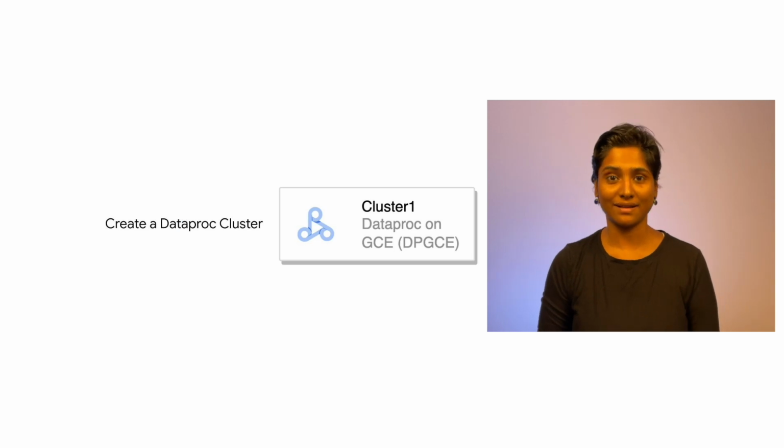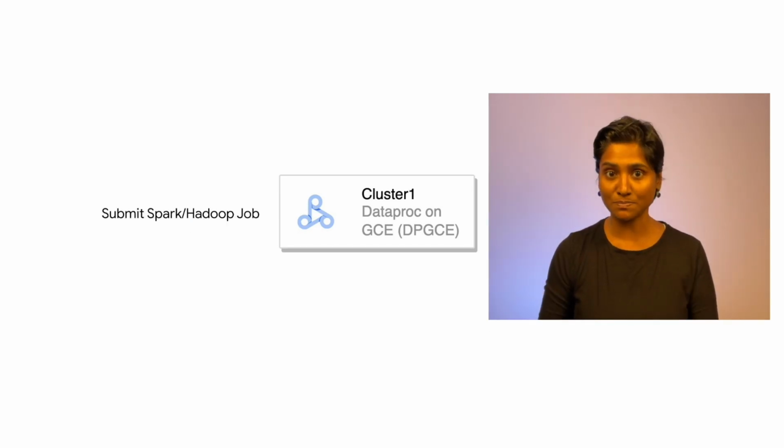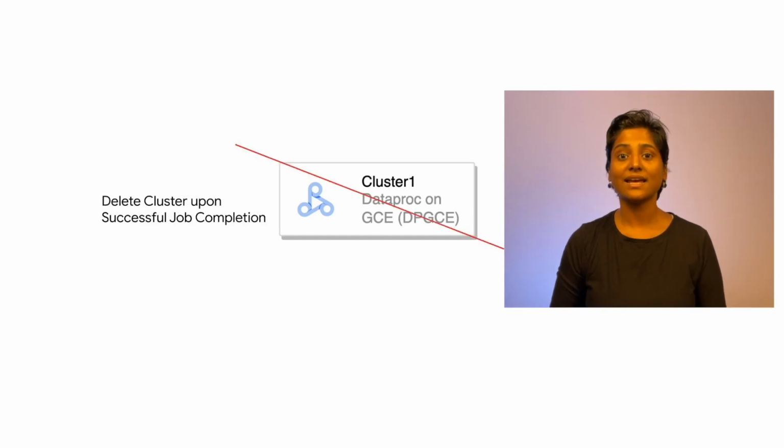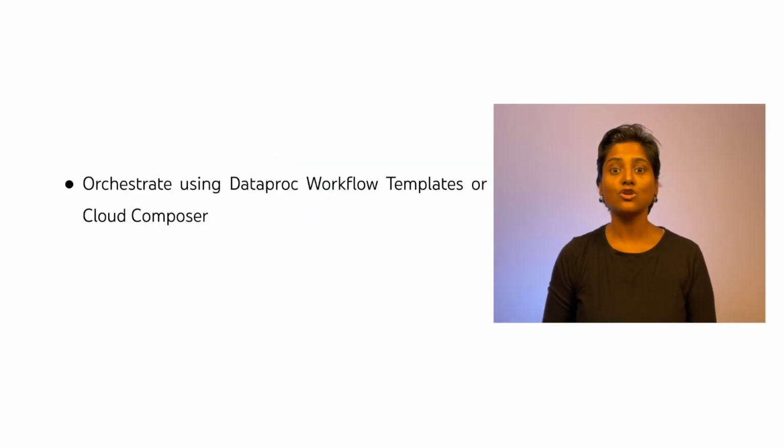What do I mean by that? You create a cluster, configure it to run specific Spark jobs, and delete the cluster. You can use Dataproc workflow templates or Cloud Composer to orchestrate this. These clusters can be benchmarked and sized based upon the Spark jobs. These job-scoped ephemeral clusters are effective for batch processing.